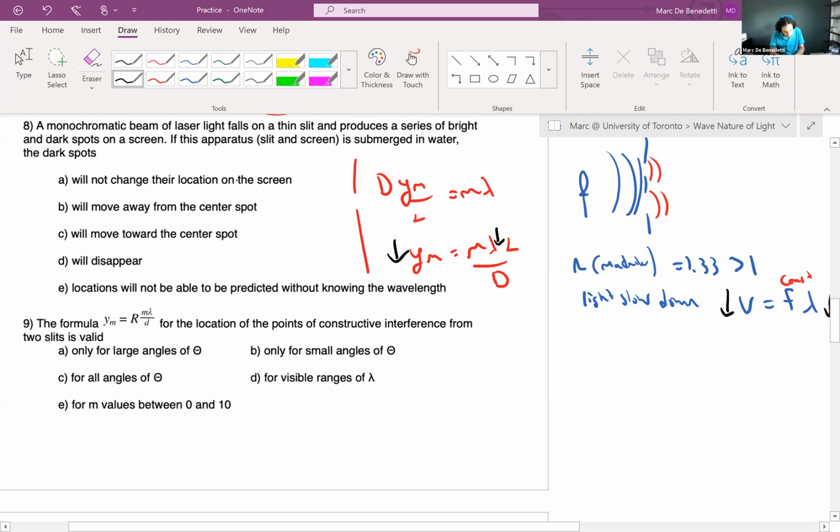So it will not change, that's false. Will move away, nope. It will move toward, disappear, nope. Locations will not be predictable without knowing the wavelength, no. So the answer there is C.